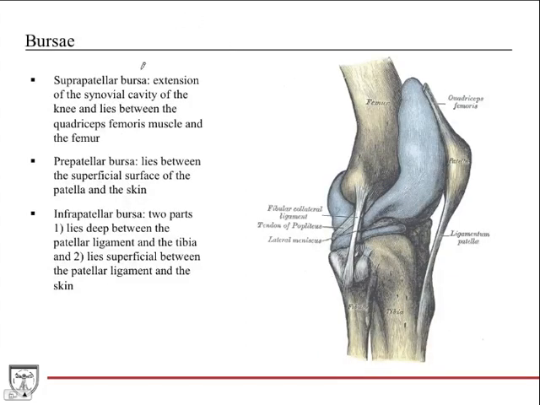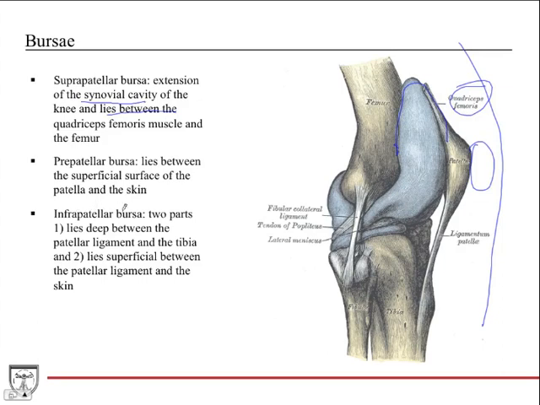Some bursae. First, you have the suprapatellar bursa. This is an extension of the synovial cavity, so the actual joint cavity of the knee, and it lies between the quadriceps femoris muscle and the femur, and you can see that right here. So here's the quadriceps femoris, so here would be your suprapatellar bursa right here. The prepatellar bursa lies between the superficial surface of the patella and the skin. So here's the patella, so that bursa would be right here, and then the skin would be coming down like this. So this is the most superficial.